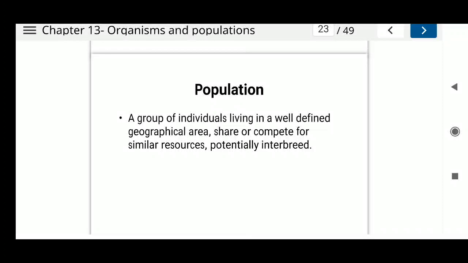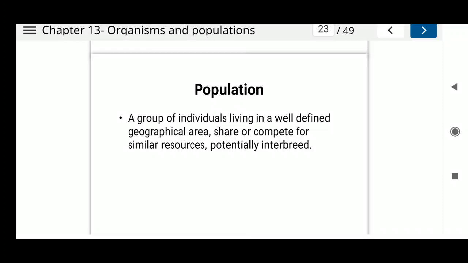You may have heard population of tiger, population of elephants. So they belong to a particular species and live in a particular area. Many times we count the population of tiger in Jim Corbett Park. So how many tiger are present in that particular area? So they compete for similar resources, they are same in size, they belong to similar species, they interbreed among themselves. So that is known as a population.